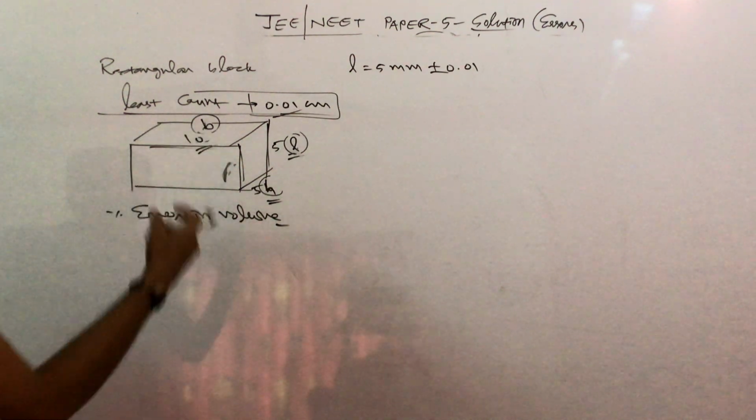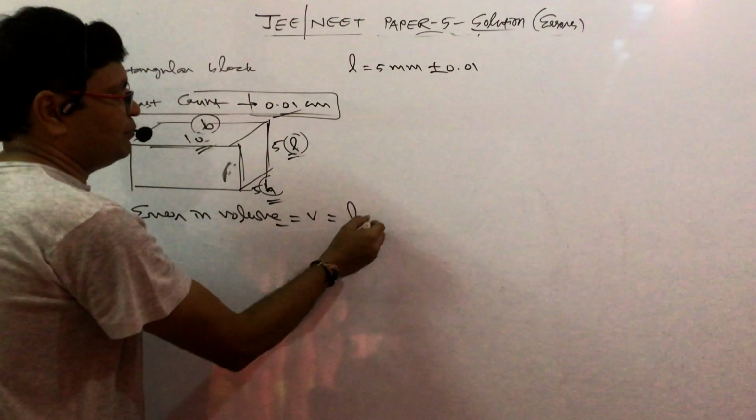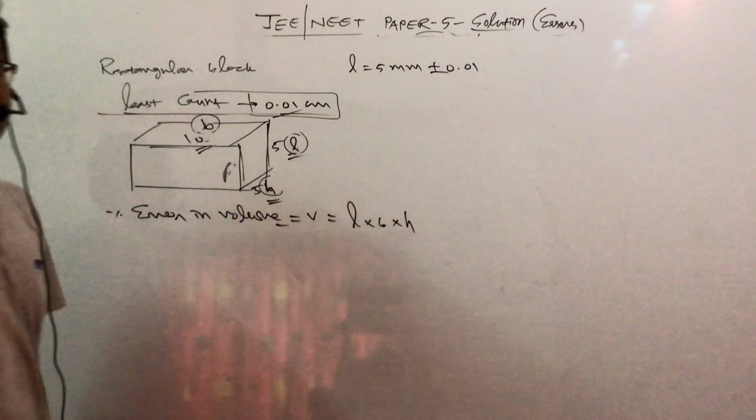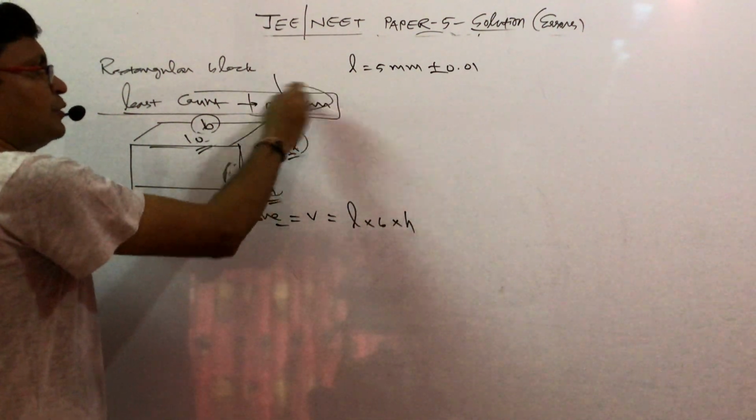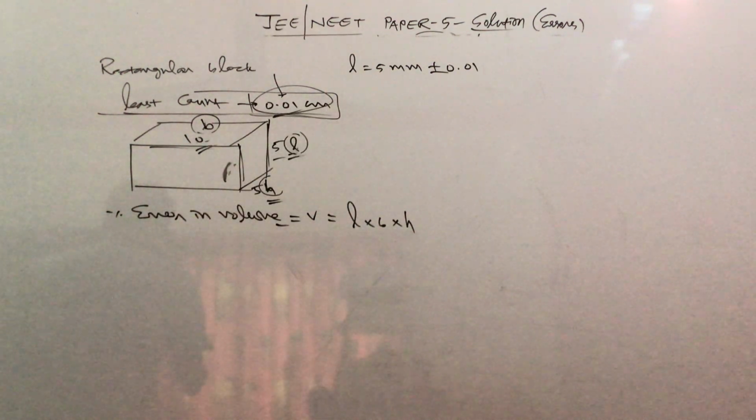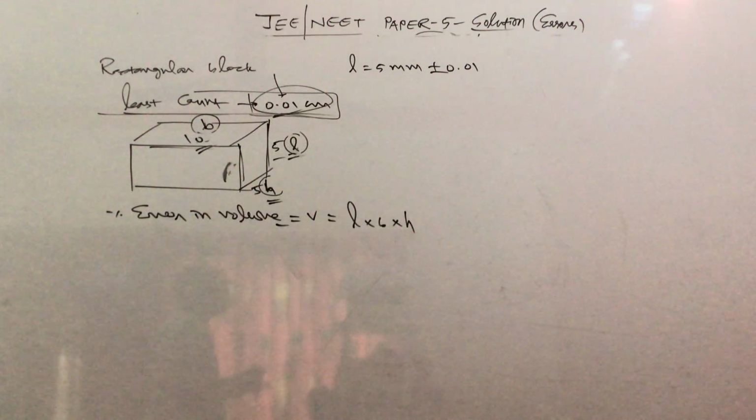What is the volume of this? It is very easy. Volume LBH. चलो ट्राई करो. लेंथ आपका होगा 5 प्लस और माइनस समथिंग, ये समथिंग कितना वो दे दिया. ट्राई करो. जस्ट पॉज द वीडियो एंड ट्राई टू सॉल्व इट.